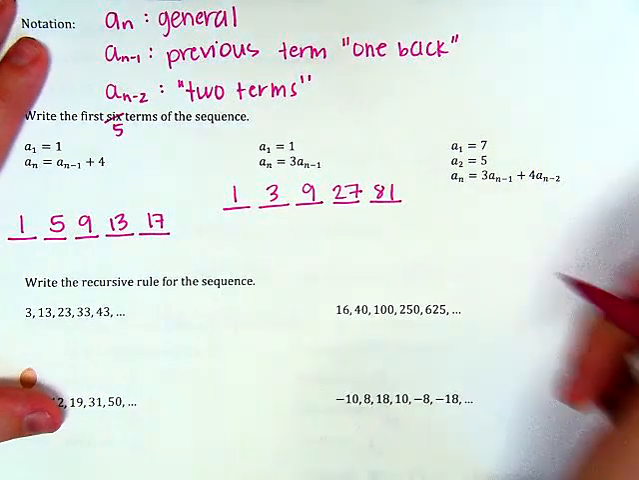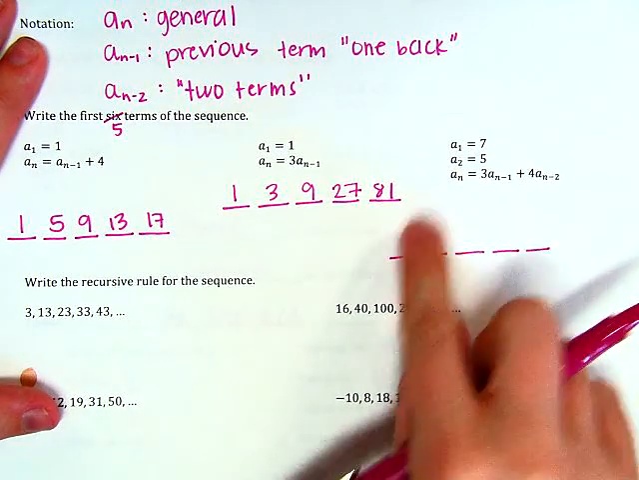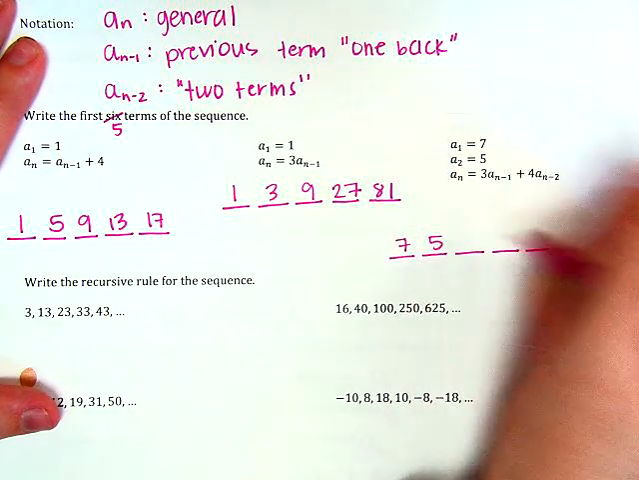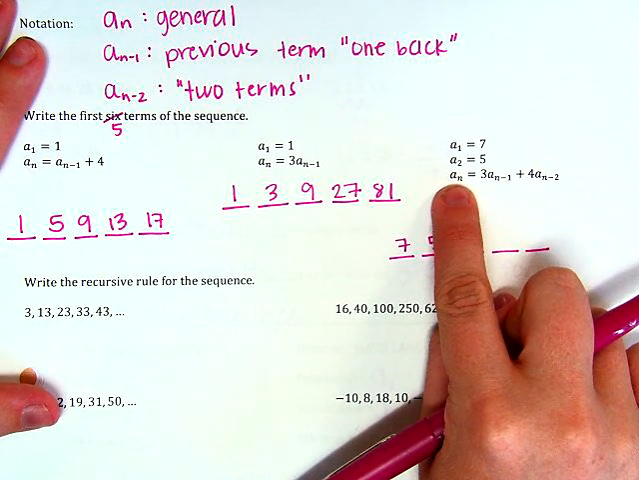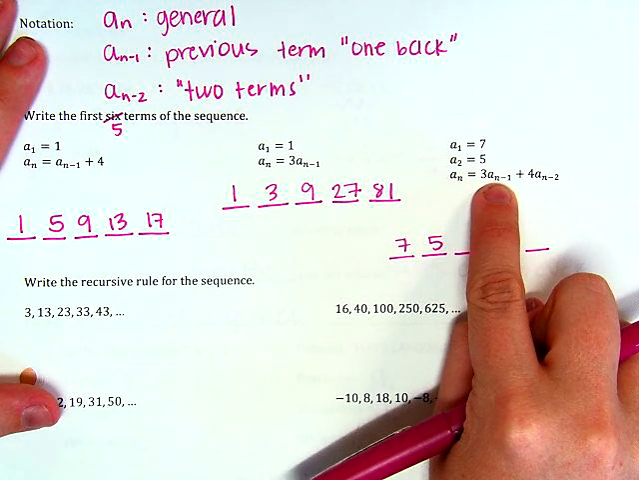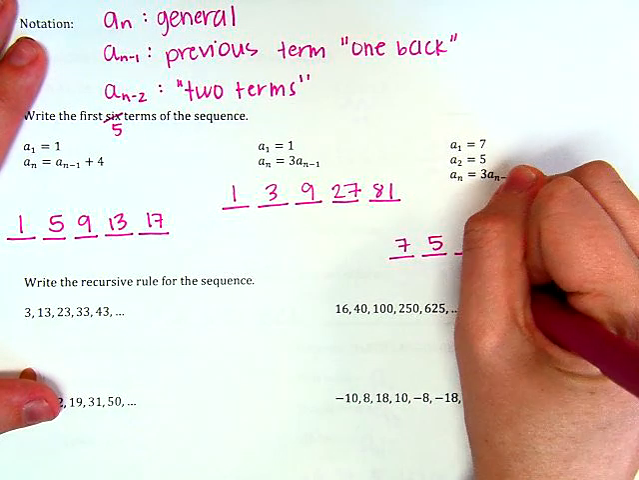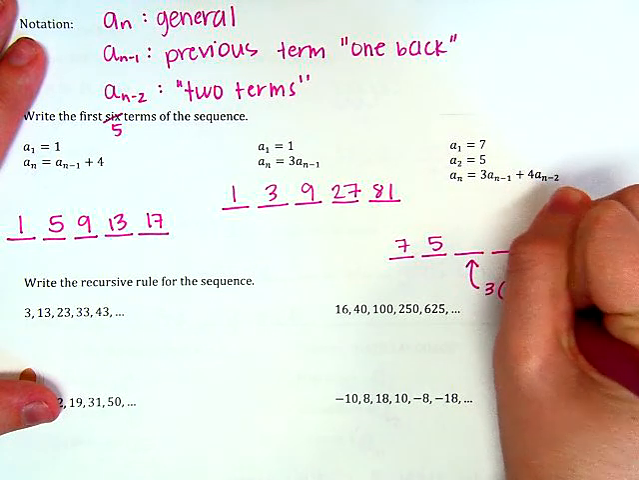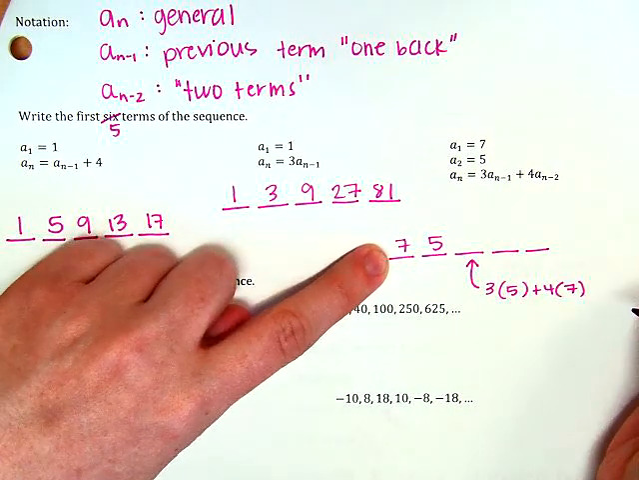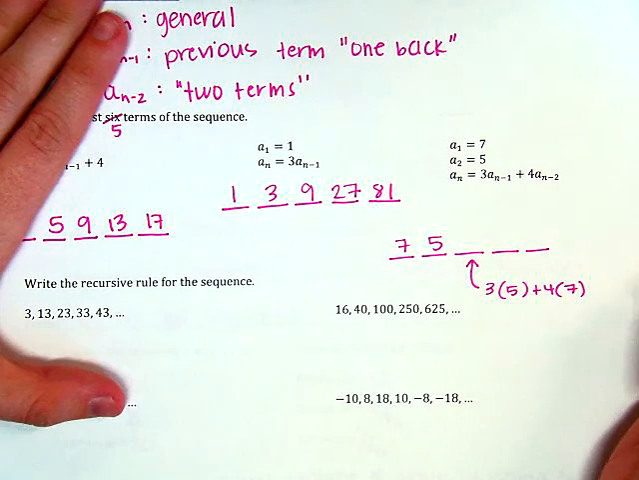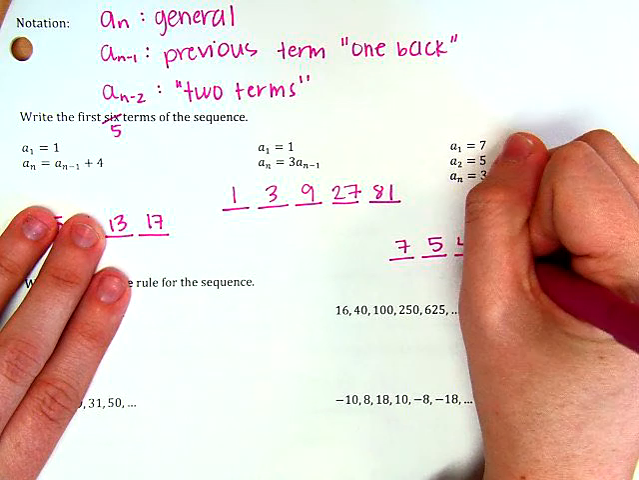Last one here is a little bit different. It gives me my first 2 terms. It gives me my first term is 7, second term is 5. Because this is saying, to get my next term, I do 3 times the previous one, plus 4 times the one before that. So basically, for this term, I do 3 times 5, my previous term, plus 4 times 7, the one before that. 15 plus 28 gives me 43.